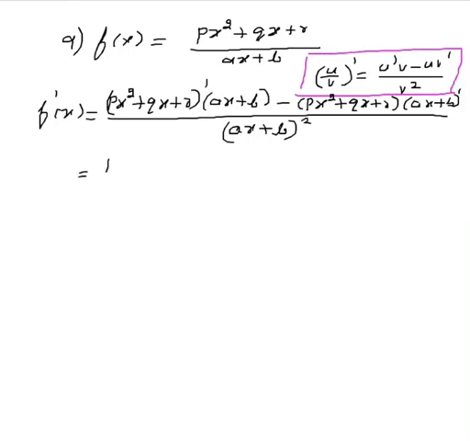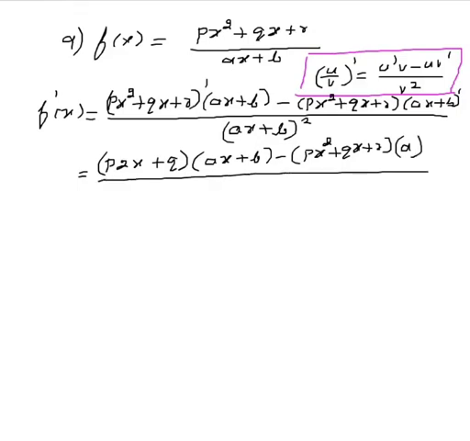Let's differentiate. p into differential of x square is 2x plus q into differential of x is 1 with respect to x and derivative of r is 0 times ax plus b minus px square plus qx plus r times, let us differentiate this term, a into derivative of x with respect to x is 1 and derivative of b is 0, divided by ax plus b the whole square.